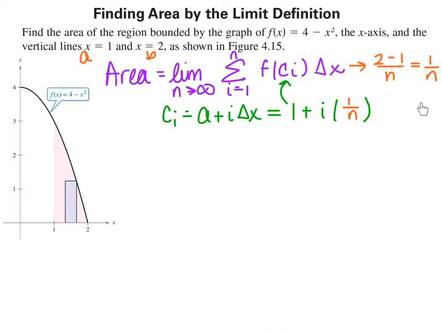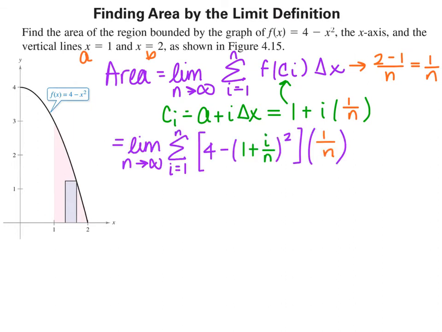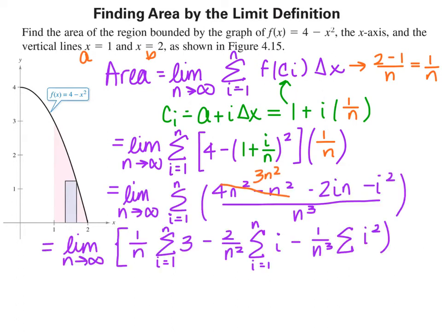So delta x is 1 over n, again. And a plus i times delta x is 1 plus i times 1 over n. So let's plug some stuff in, see what happens. So again, I bring down my limit and my summation symbol, and I plug c into my function f of x. So I get 4 minus (1 plus i over n), which is my c value, squared, because that's x squared. And then I multiply by 1 over n, which is our delta x.